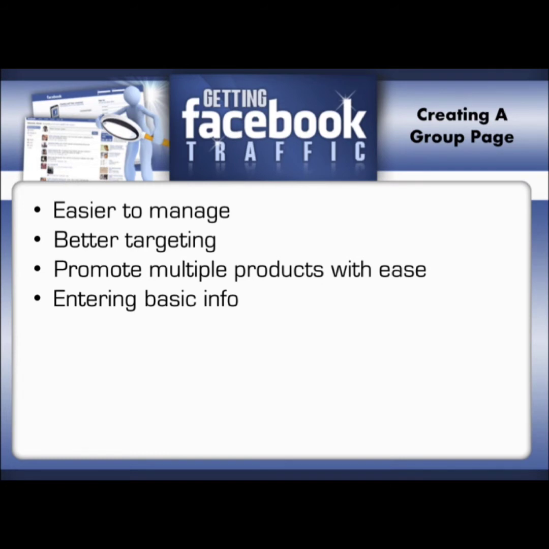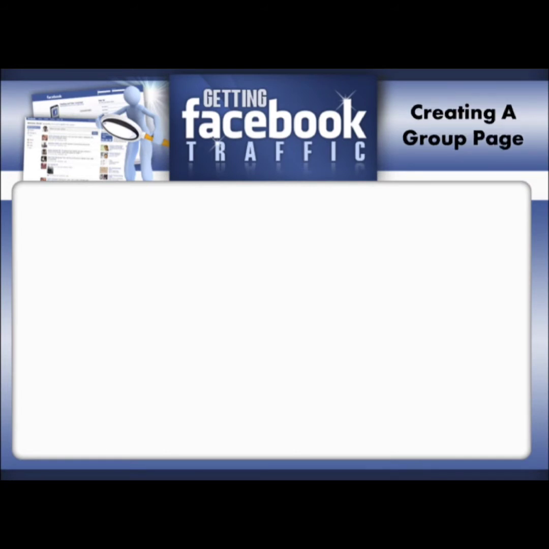Basic info. Facebook is going to walk you through creating the group page itself, and you just have to enter some very basic information during that process. Let's look at that a little bit. The basic info: the group name, maybe a description, the type of group. You can put in some news, stuff like that. Just basically form filling. And then you can customize the group.